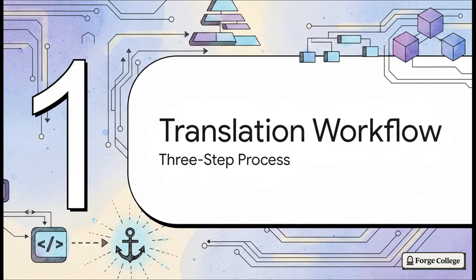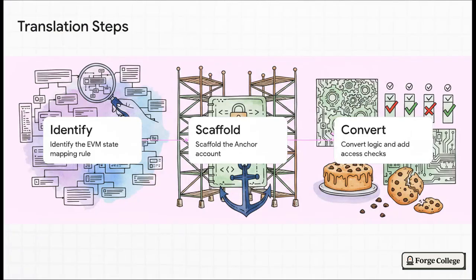Specifically, the three-step process. Whenever you're turning a compact Solidity original into an idiomatic Rust and Anchor catalog entry, you absolutely must follow this strict three-step process. Step 1. Identify the mapping rule. Basically, ask yourself, what is this EVM state actually trying to accomplish? Step 2. Scaffold the Anchor account. Remember, in Solana, data lives in accounts, not inside the execution logic itself. It's a huge paradigm shift. And Step 3. Convert the logic and add your checks. Honestly, if you skip even one of these steps, well, your smart contract won't just fail, it's going to spectacularly combust. And nobody wants that.